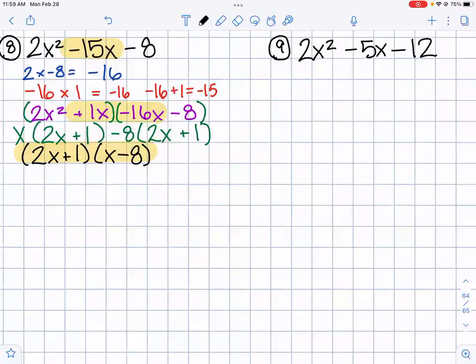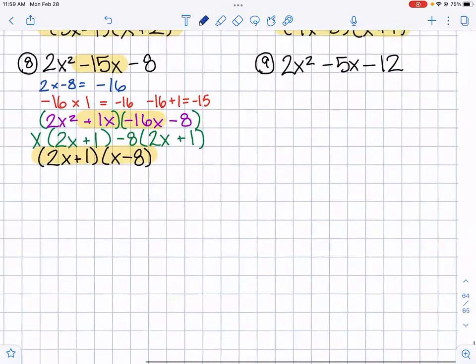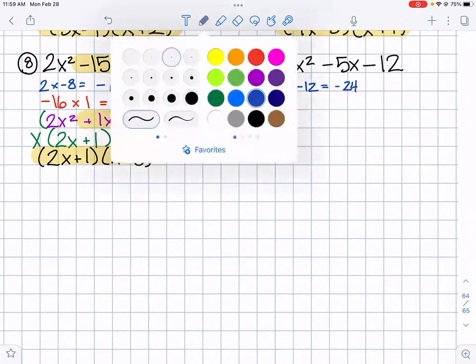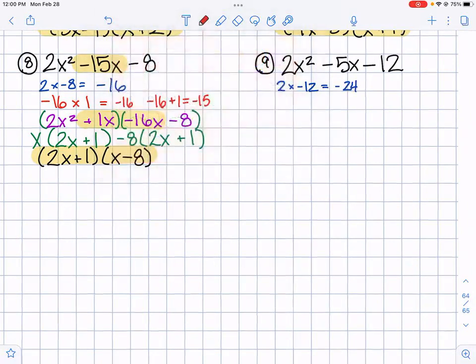Okay, let's try it. Okay, what do you have to do first? 2 times negative 12 is negative 24. So we need factors of negative 24 that add up to negative 5. Okay, so negative 8 times 3 is negative 24. Negative 8 plus 3 is negative 5. So that works.